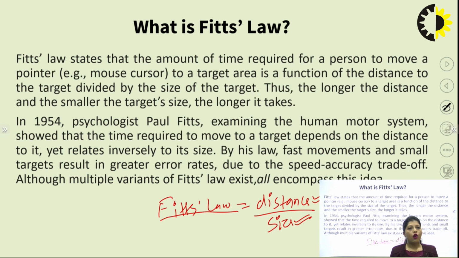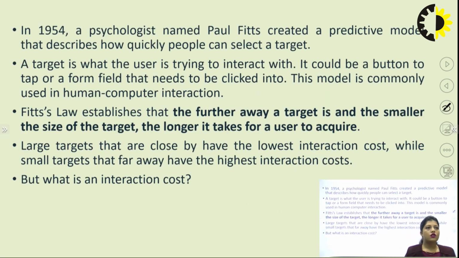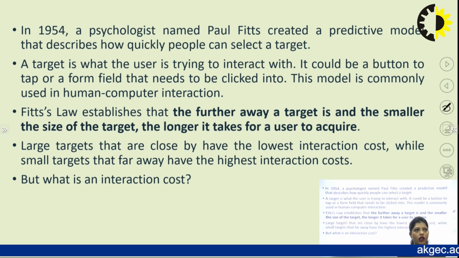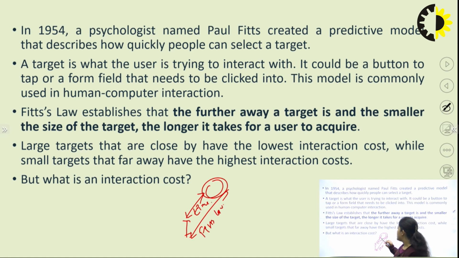So there are also some other variants of Fitts law. This law is given by Paul Fitts. In 1954, a psychologist named Paul Fitts created a predictive model that describes how quickly people can select a target. Suppose this is our cursor and this is our object. How much time will it take to reach the target? This time is calculated by Fitts law. In Fitts law, we calculate the movement time.